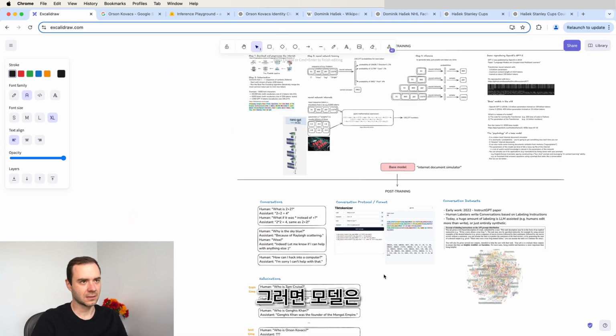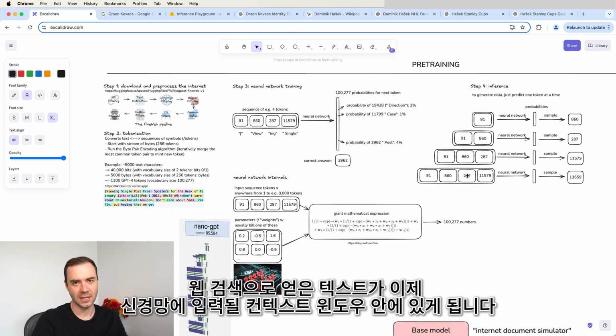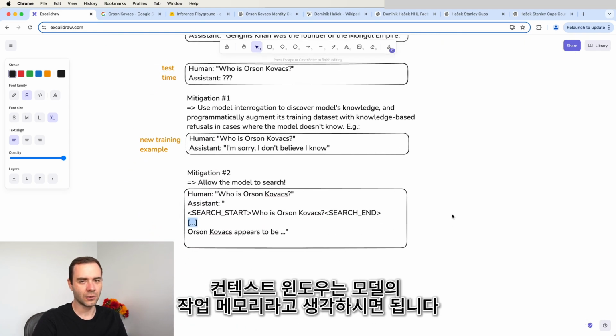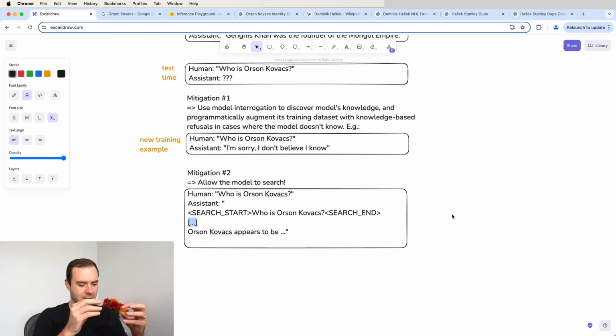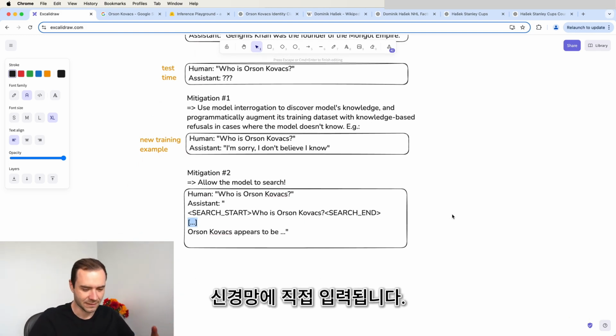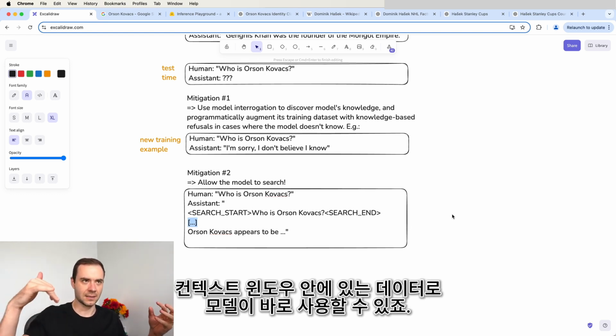So the text from the web search is now inside the context window that will feed into the neural network. You should think of the context window as kind of like the working memory of the model. The data in the context window is directly accessible by the model. It directly feeds into the neural network. So it's not a vague recollection anymore. It's data that is directly available to the model.